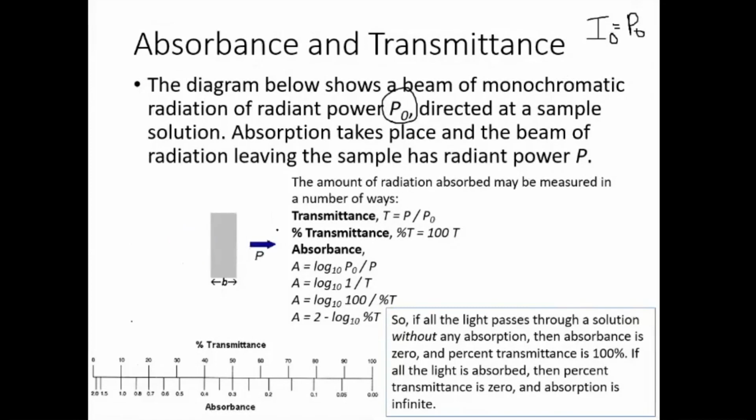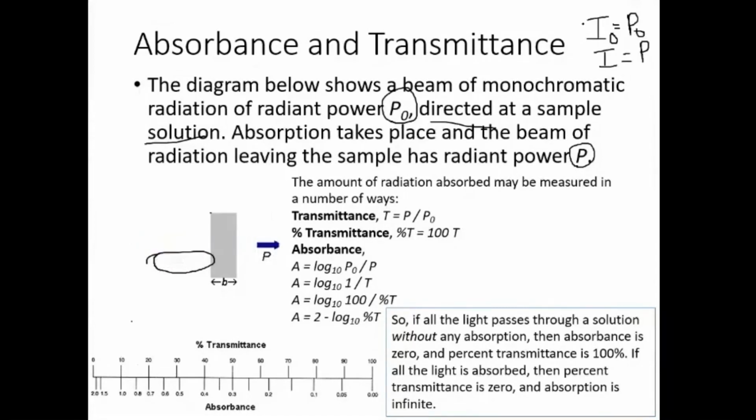This P0 or I0 is the initial intensity, the initial power of the electromagnetic radiation before it enters the medium. Monochromatic radiation of radiant power P0 is directed at the sample solution. That is the medium. Absorption takes place and the beam of radiation leaving the sample now has radiant power P, which may also be referred to as I.